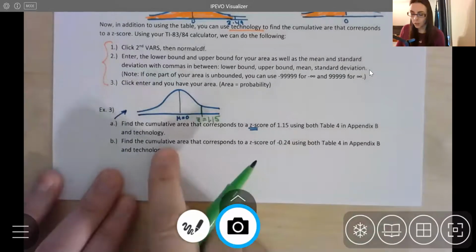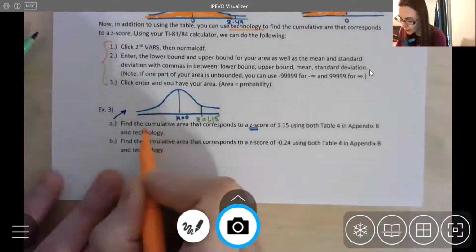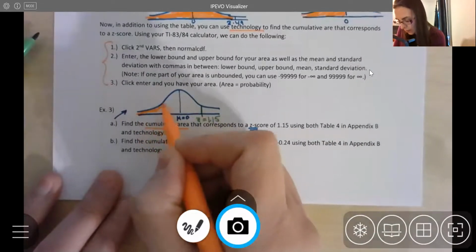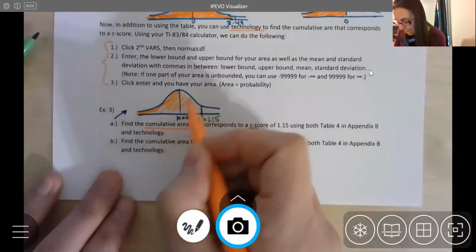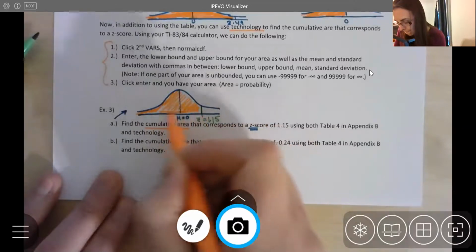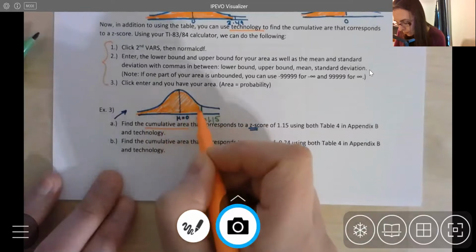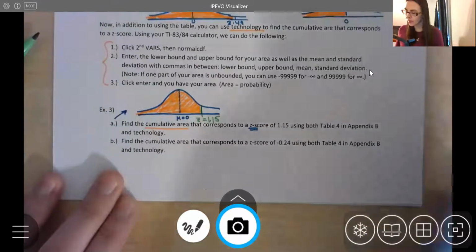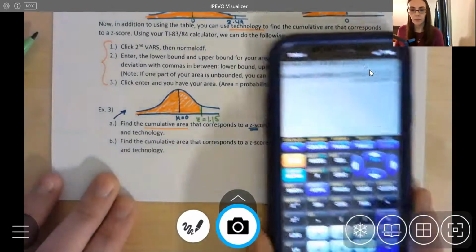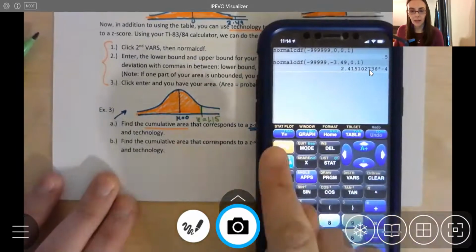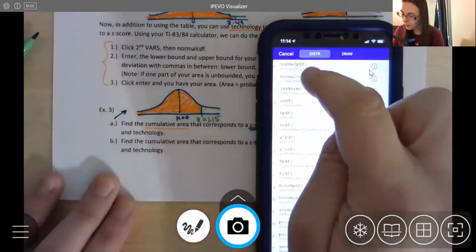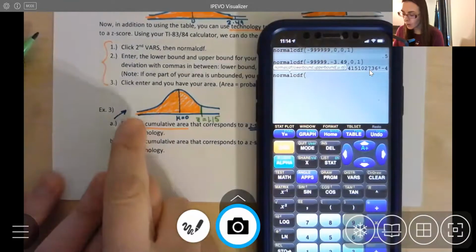And then we're looking for the cumulative area. So cumulative area means always shaded to the left. So I'm looking for this area here. I'm going all the way left, and I'm stopping at z equals 1.15. So I'm going to use my calculator first. So I hit second, bars, normal CDF. All right, now my lower bound.